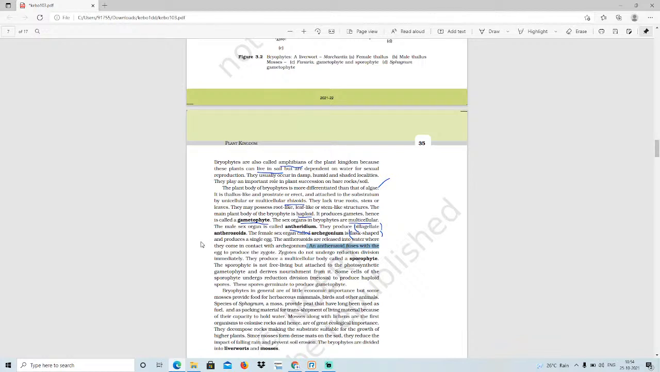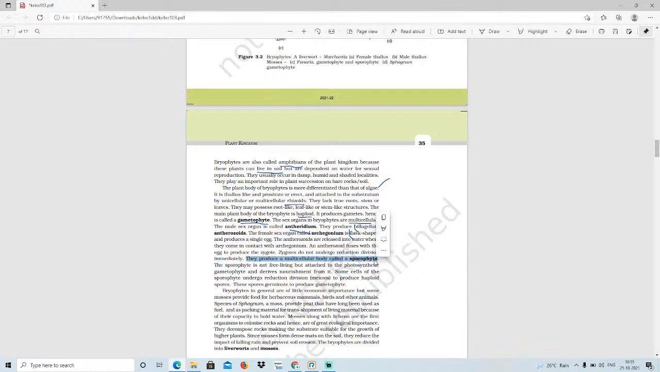So simple thing, antherozoids are released into water, they are biflagellate, so they can move, and the archegonium produces a single egg. Since these antherozoids are biflagellate, they move and come into contact with the archegonium. An antherozoid comes in contact with the egg, then fuses with the egg to produce the zygote. So the zygote is a unicellular thing. In order for the zygote to grow into an organism, cell division should occur. If it doesn't occur, the zygote will remain the same. But the zygote does not undergo reduction division; what it does is produce a multicellular body called a sporophyte.